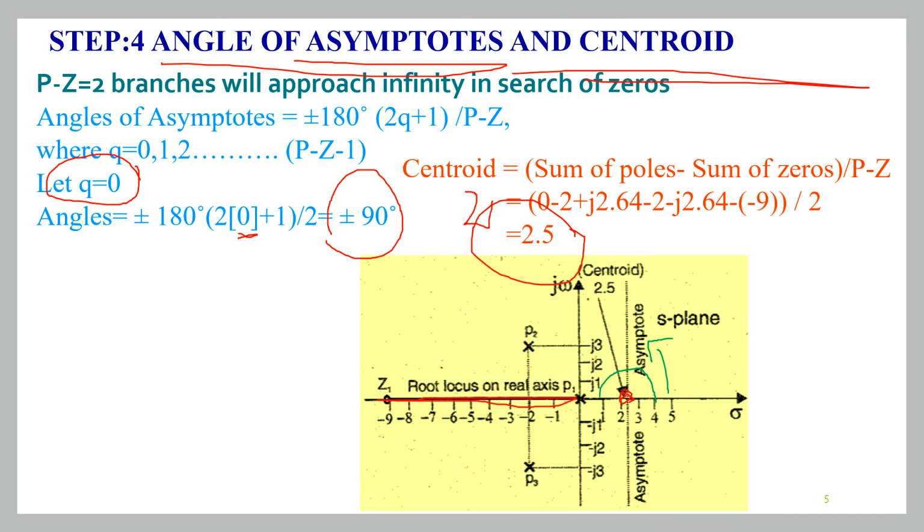Plus 90 degrees means you need to go anti-clockwise, and if it is minus 90 degrees, you need to go clockwise. So plus 90 means you need to go anti-clockwise. So mark plus 90 degrees and minus 90 degrees. So these are the guidelines on how the branches may approach infinity in search of zeros.